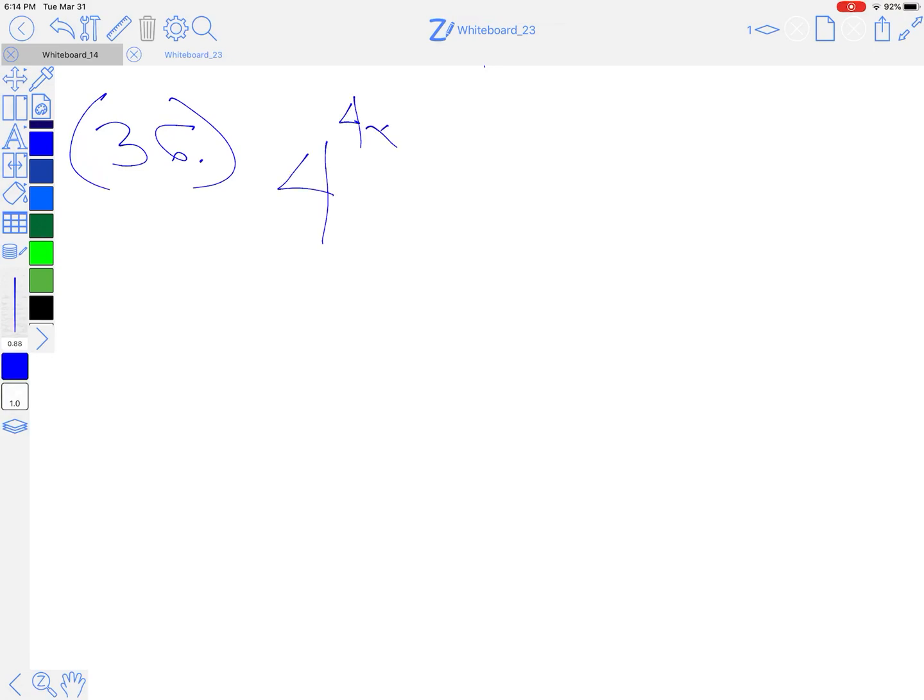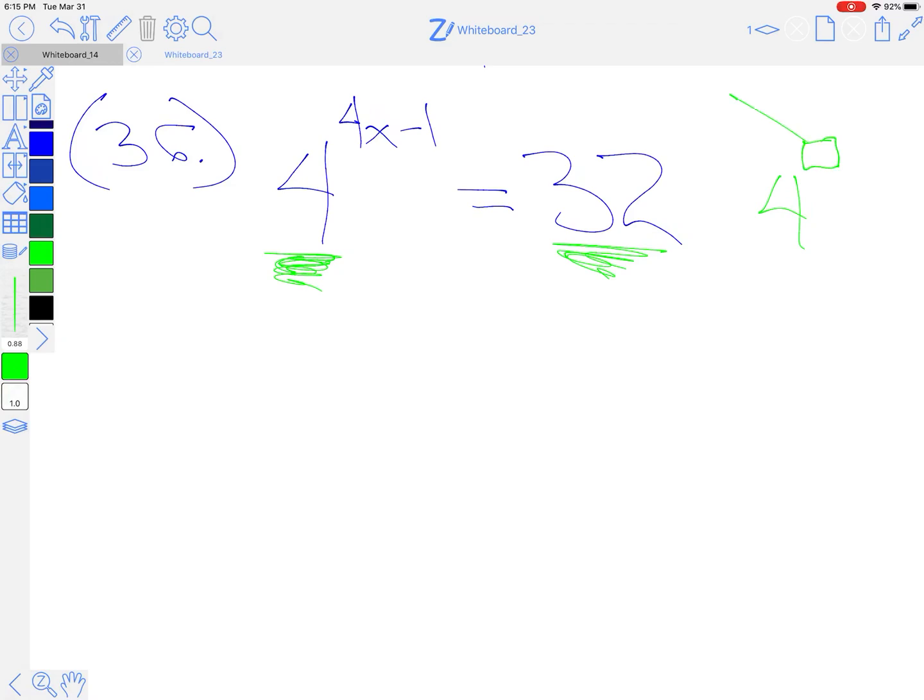4 to the 4x minus 1 equals 32. And we're trying to find out what value for x makes this true. We want to get these bases. 4 is my base and 32 is my base. I want to get those to the same number. So if this 4 over here, if that's a 4, I want this to be a 4. But 4 to any power, I don't think any of those give me 32, because 4 times 4 is 16 times 4 is 64. So that's not going to work.